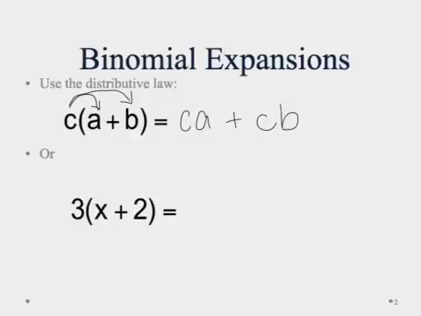Another way that this is often done is in the example below, which is 3 times x and 3 times 2. The 3 is applied to both the x and the 2, and our answer becomes 3x plus 3 times 2 is 6.